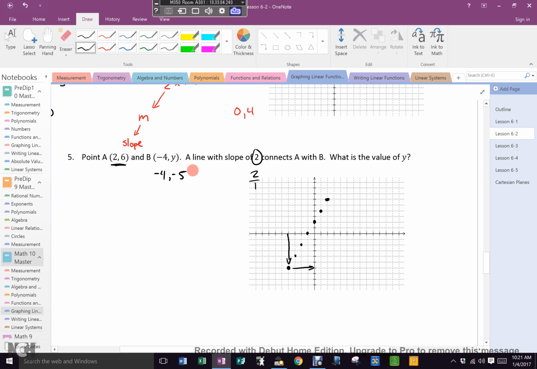Can I find it algebraically? Slope equals y2 minus y1 over x2 minus x1, correct? What's my slope? Two over 1. Mark just said it. Tells me the slope. Is it? 1, 2, 3. It is negative 6. Thank you.